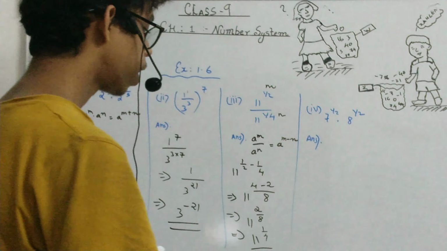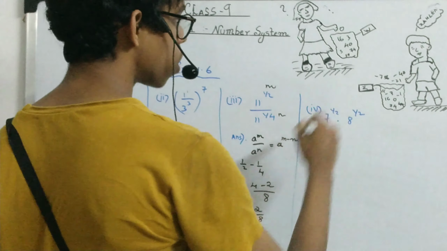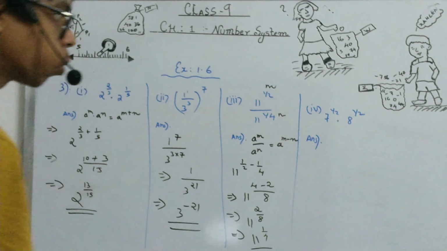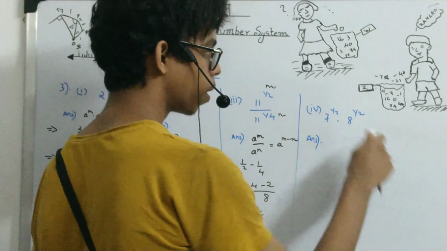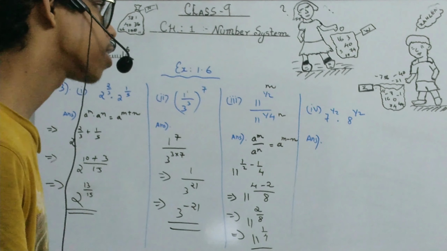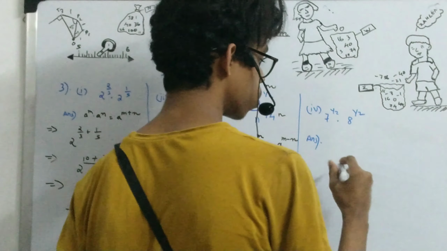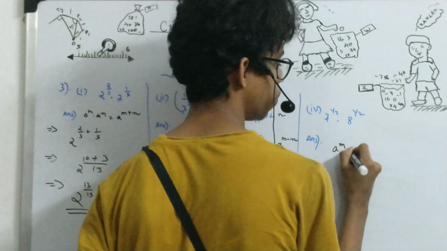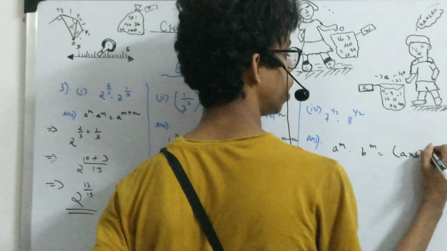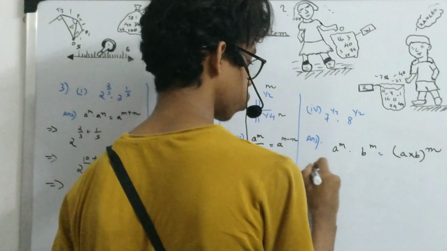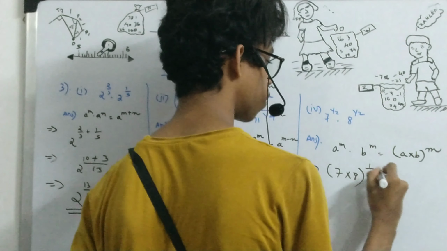Okay, so now let us move on to our fourth question. The fourth question is 7 raised to 1 by 2 into 8 raised to 1 by 2. So we know that the powers are same but the bases are different. If the powers are same and the bases are different, we can always multiply the bases. So we know a raised to n into b raised to n is equal to a into b, the whole raised to n. So we can simply multiply it: 7 into 8, the whole raised to 1 by 2.